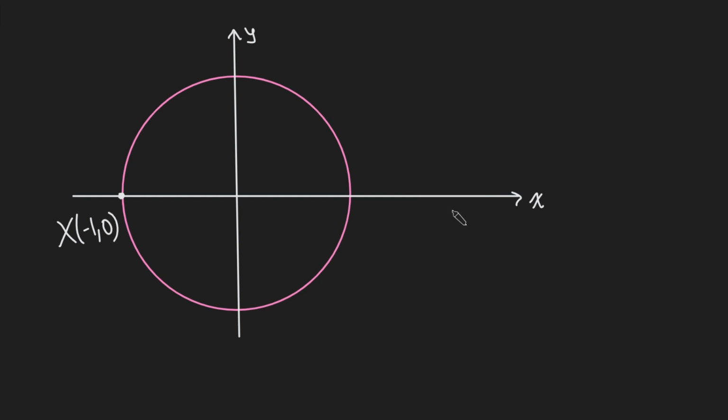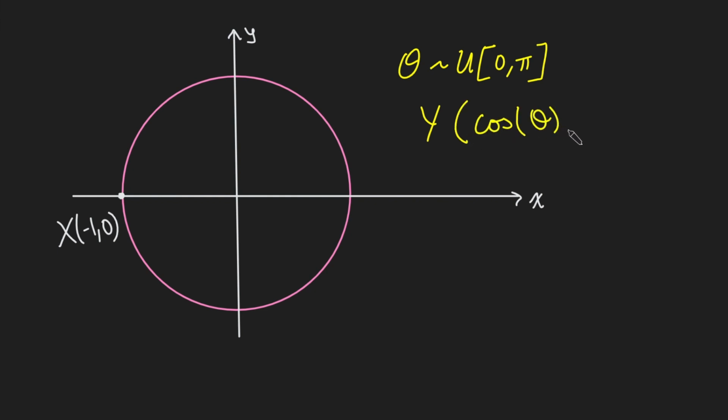I've got a fun geometry problem mixed with a probability problem. So we have a unit circle here centered at the origin, and we've marked on this point x, which has coordinates -1, 0. Next, what we're going to do is take theta to be uniformly distributed between 0 and pi. So essentially, we're choosing a random number between 0 and pi. And then once we've worked out what that is, we're going to make y have coordinates cos theta, sine theta.